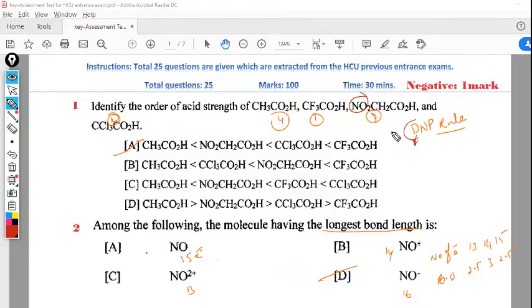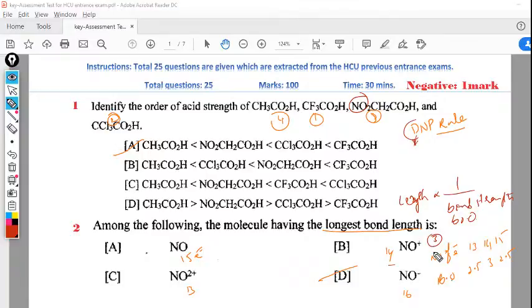Next question, length of the bond. Bond length is measured using MOT. If it is multiple bonds, or the bond strength is more, the length is less. Bond length is less for more bond strength, or more bond order. If it is having 14 electrons, it's going to have more bond order, that is 3. All the 14 electron systems are going to have a triple bond.